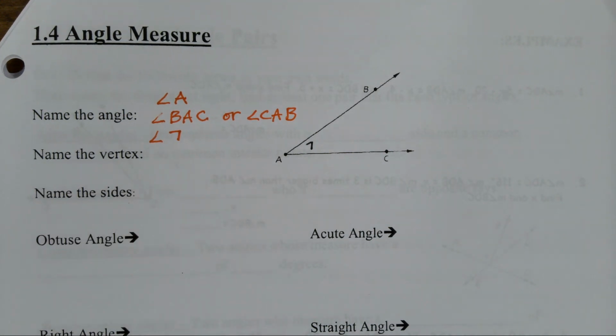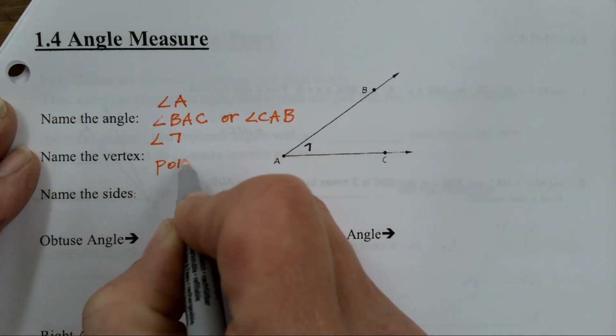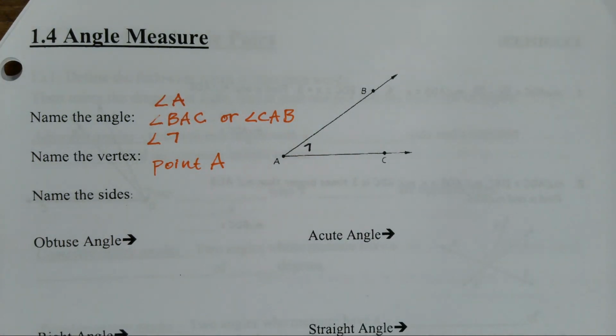Name the vertex. Remember, we just talked about this. The vertex is that center letter. The vertex is point A. The vertex is always a point. The sides are rays.